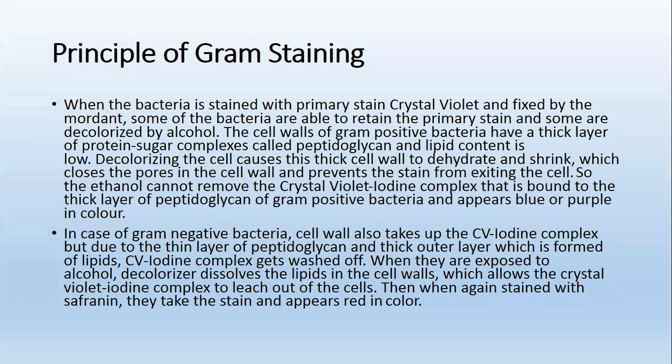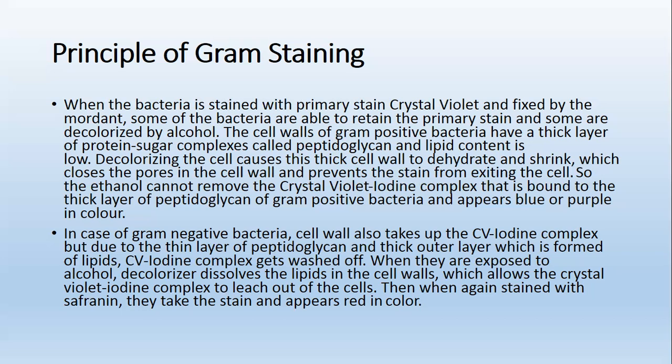Now, principle of gram staining. When the bacteria is stained with primary stain crystal violet and fixed by the mordant, some of the bacteria are able to retain the primary stain and some are decolorized by alcohol. The cell walls of gram-positive bacteria have a thick layer of protein-sugar complexes called peptidoglycan, and lipid content is low.